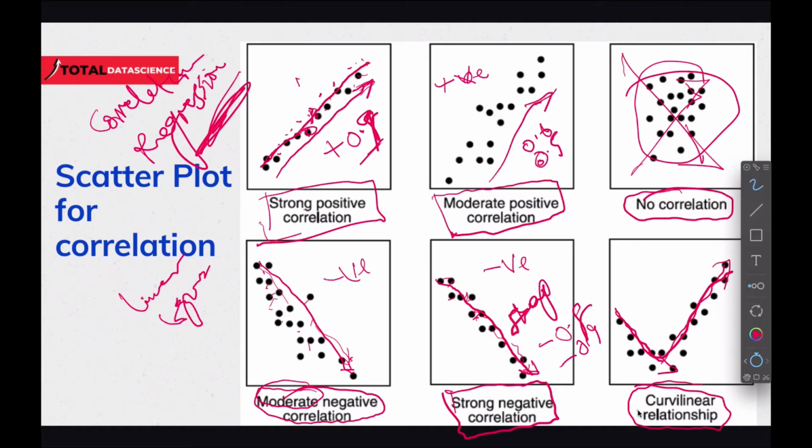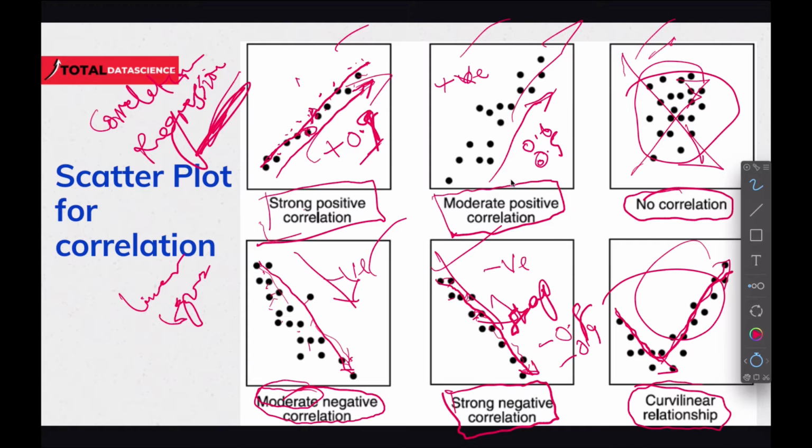Okay, you have a curvilinear relationship. So mostly you're going to see one of these: either strong positive correlation, moderate positive correlation, strong negative correlation, moderate negative correlation, or no correlation at all. The curvilinear case is quite rare to actually come up with, but these are the ones you can see most of the time. So that's basically the intuition behind correlation and how you can interpret it.